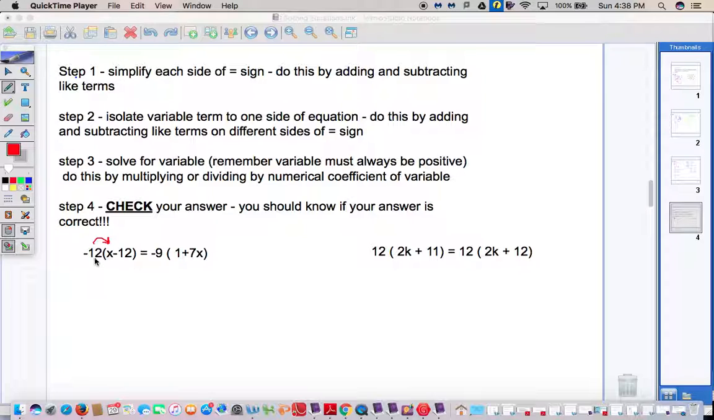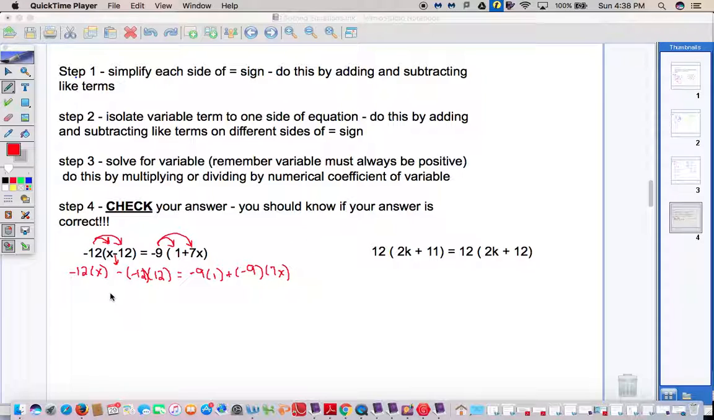So our next step would be to distribute this negative 12. And we distribute by multiplying across terms. So we're going to have negative 12 times x. And then we've got this minus sign, negative 12 times 12. Okay, and then on the right side, we've got negative 9 times 1 plus negative 9 times 7x.